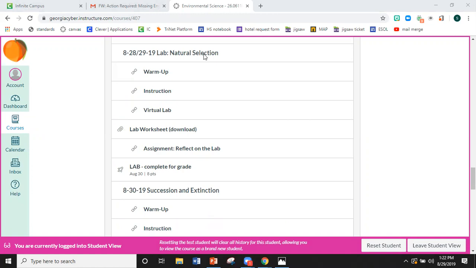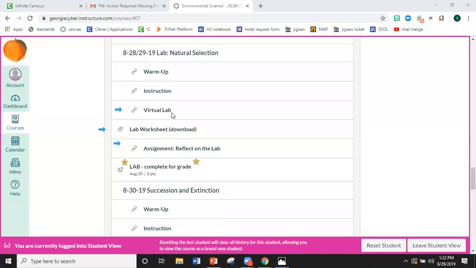In class together, you and I right now, we're going to look at the virtual lab. We're also going to look at the lab worksheet, the one that says download. Then we're going to talk about the reflection. Then you, on your own, sometime before midnight tomorrow, are going to do the one right here that says lab complete for a grade.